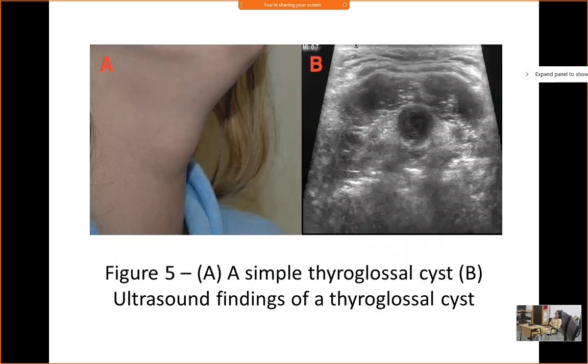So this is a midline swelling. If you ask the patient to protrude the tongue, it will move up and down, and it is usually always at or above the level of the hyoid bone, not below the hyoid bone. If you see a midline swelling below the hyoid bone, you can think of the thyroid gland, and at or above the level of the hyoid bone, it can be a thyroglossal cyst or a thyroglossal duct cyst or a thyroglossal fistula.